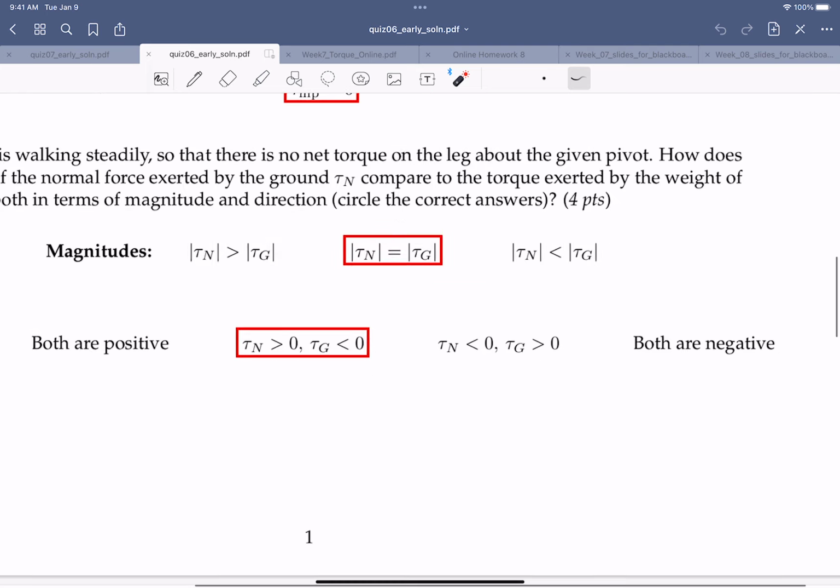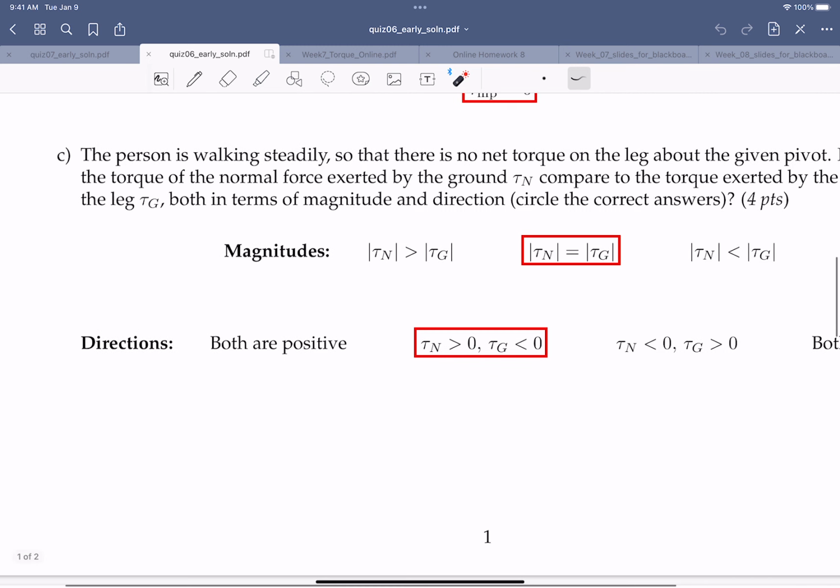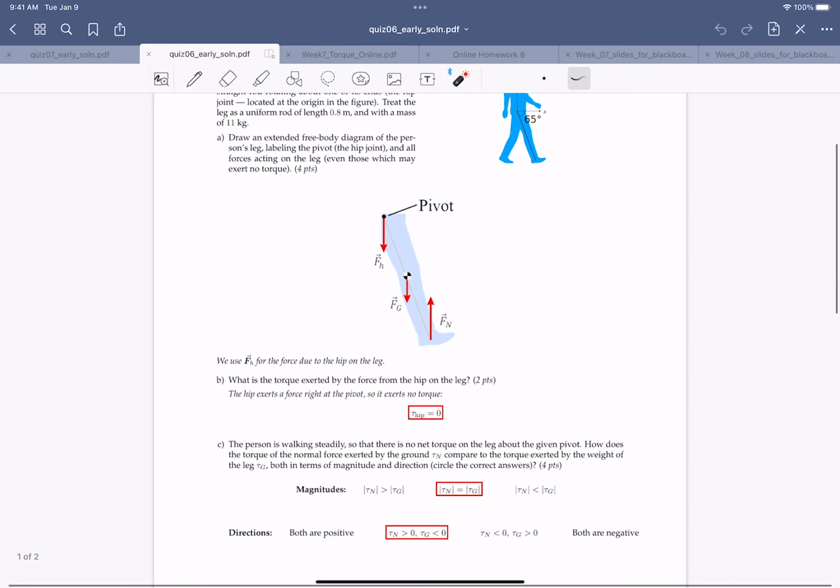Clockwise, right? So there you go. Easy points right there. Normal force torque is positive, right? Because it's counterclockwise. And gravity exerts a negative torque because it's clockwise, right? Now how about the magnitudes, right?